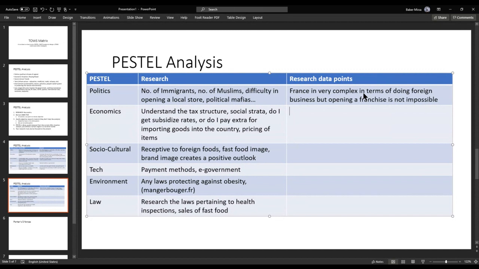Economic wise, taxes are high, even for consumers. So both businesses and people suffer. So pricing will be difficult. Pricing would be a challenge. I would write this.